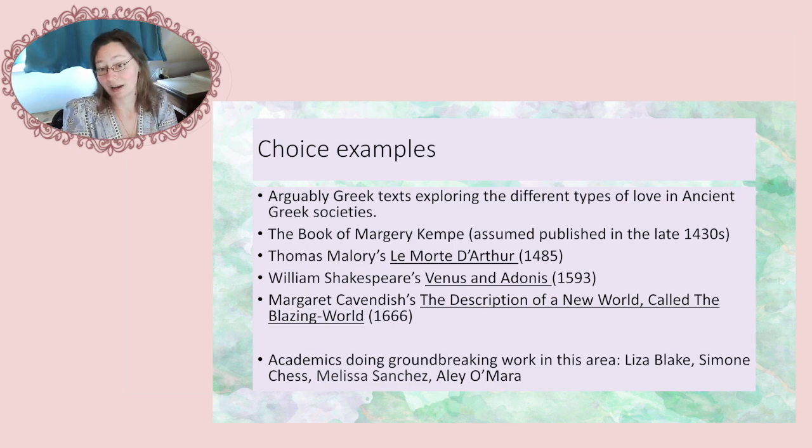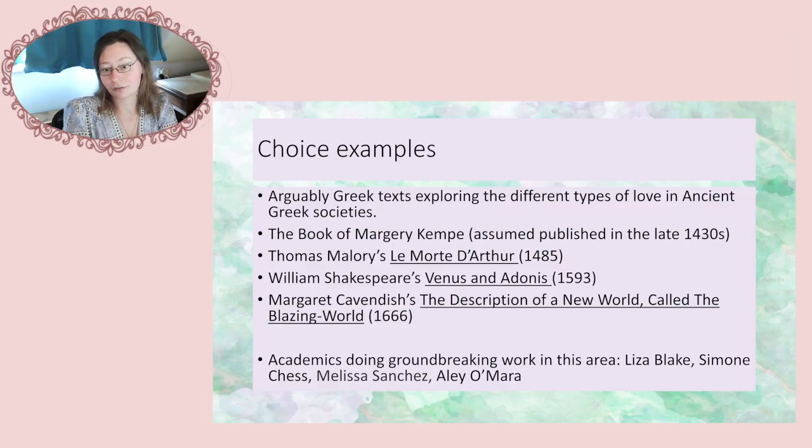So some examples that we have are the Book of Margery Kempe, which is assumed to be published in the late 1430s. We have Le Morte d'Arthur by Thomas Malory from 1485, where we do have a really cool essay by Megan Arkenberg that looks at the Galahad quest in Le Morte d'Arthur from an Aspec lens. It's really cool. If you like Arthuriana, if you like queer Arthuriana and queer literature in general, definitely go look it up. It's so good.